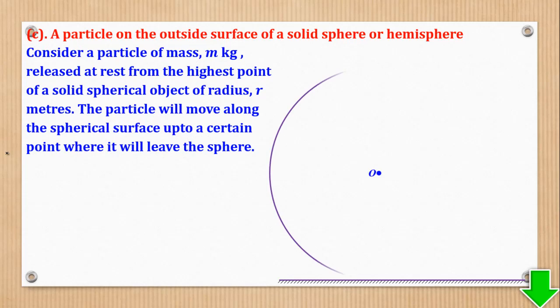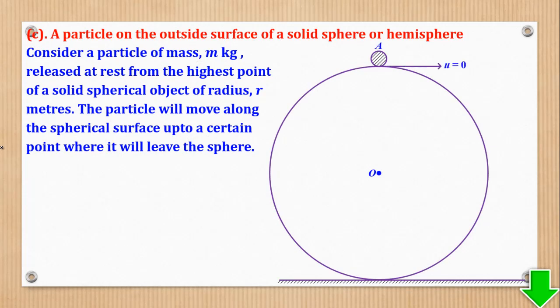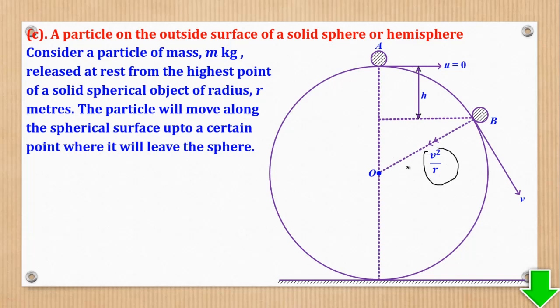So this time round, the hemisphere, the sphere, is solid, meaning the particle is on the outside surface of the sphere. So initially the velocity is 0. At a certain point B, it will have a velocity v, and the vertical distance will be h. This will be centripetal acceleration acting towards the center, and the weight will be this, and the normal reaction will be that.